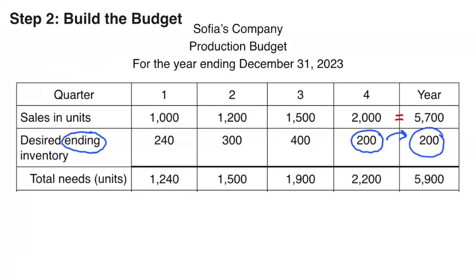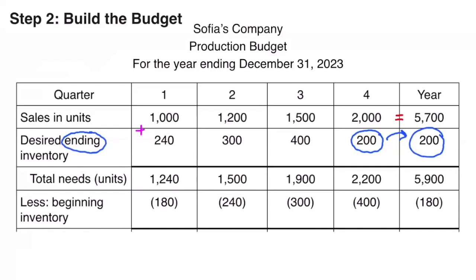Row 3 is total needs, found by adding sales in units with desired ending inventory. Row 4 is beginning inventory. For quarter 1, the beginning inventory amount is given in the question. As for the rest of the quarter, you need to imagine as if you were a business owner. For example, if you end the month with 5 pencils, that means you will start the next month with 5 pencils. Same rule applies for the production budget. Whatever amount you end the month with, you will start the following month with.